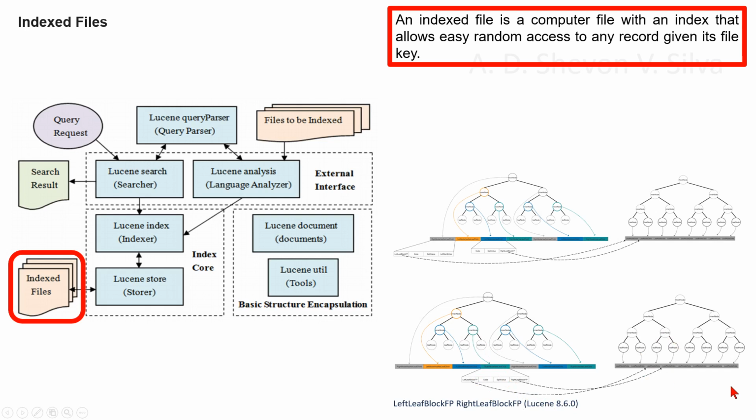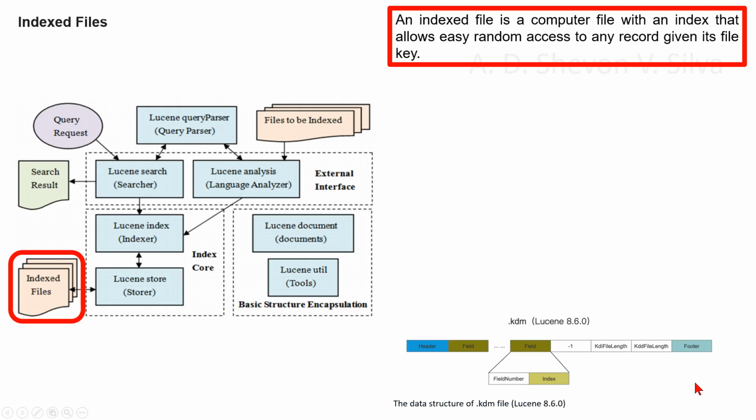Here you can see the .kdm is the data structure of the .kdm file. You can see here the -1 is a fixed padding value. In the stage of reading the .kdm file, it has a mark. It has a mark, which means all fields have been read.